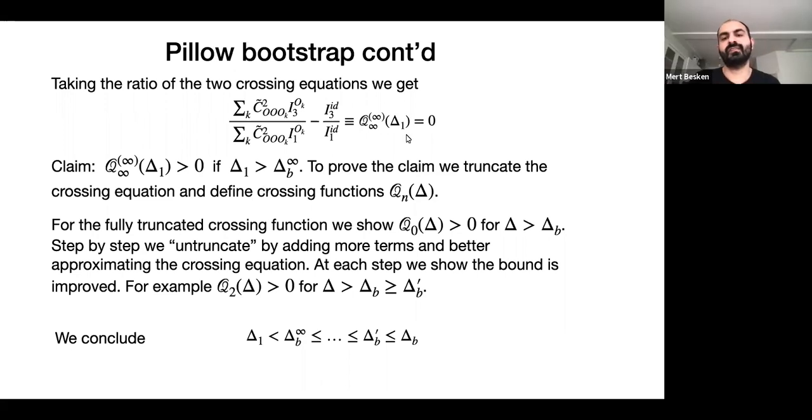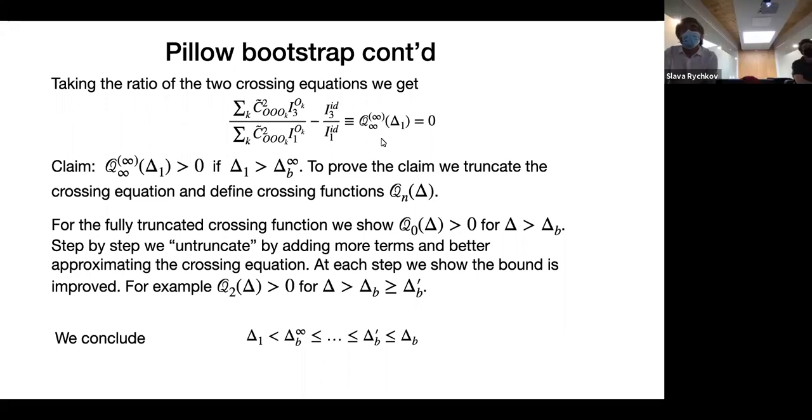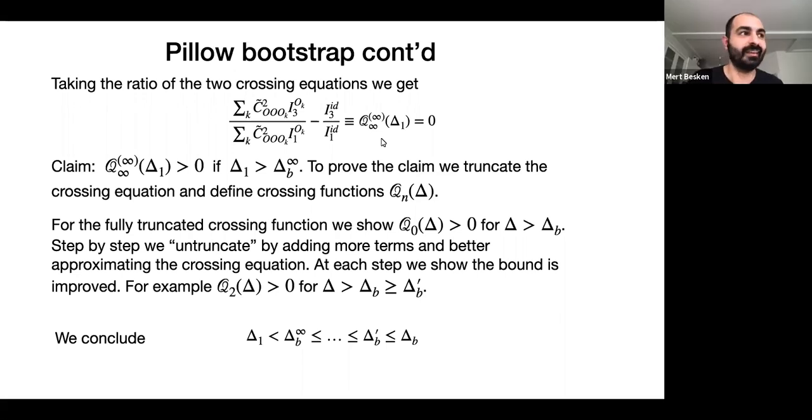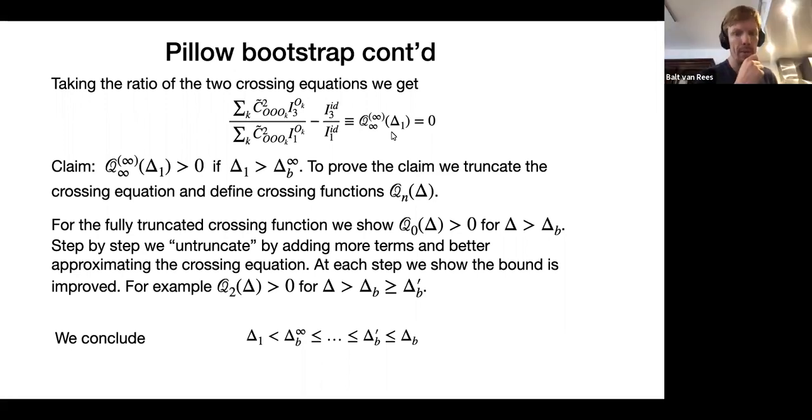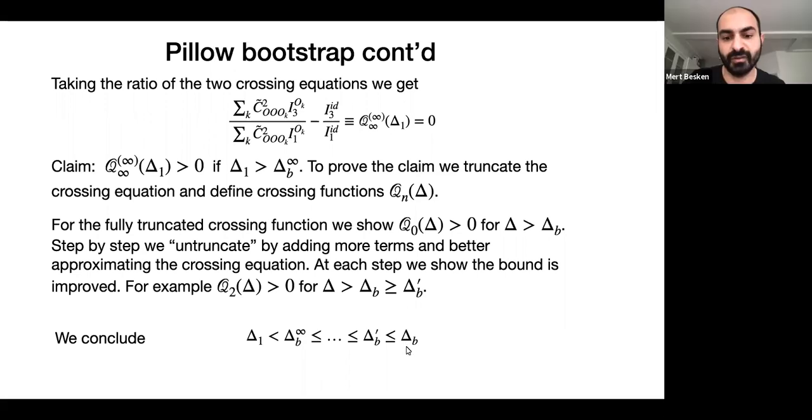Because I'm thinking of this crossing function as a function of delta one. And it's not a function of delta one. It's a function of a gazillion other things. And I know the gazillion other things have this one key property: they're all above delta one. So that's the input. But for me, it's not delta B infinity, right? I'm already stuck at delta B.